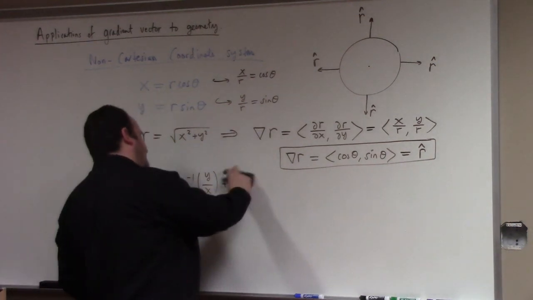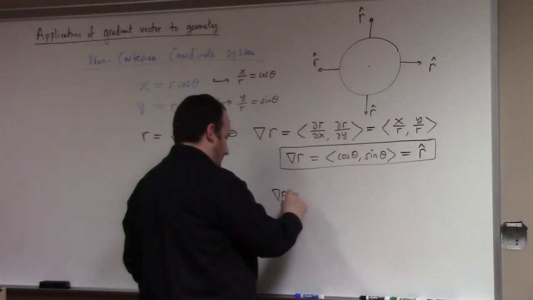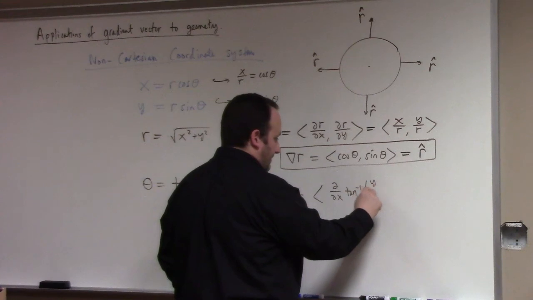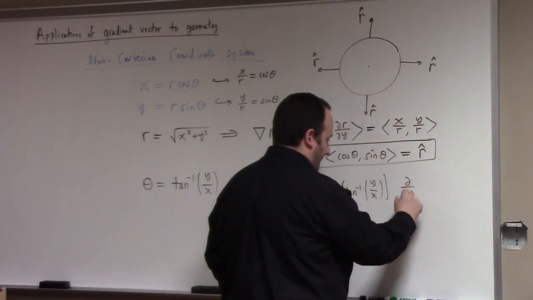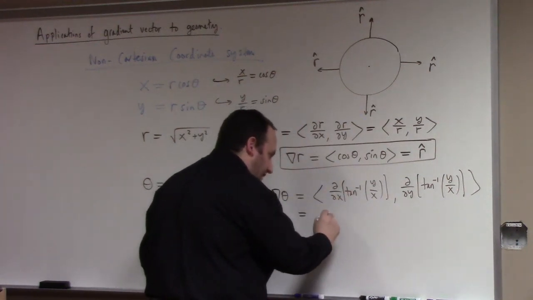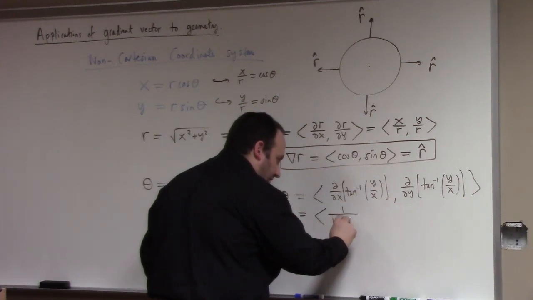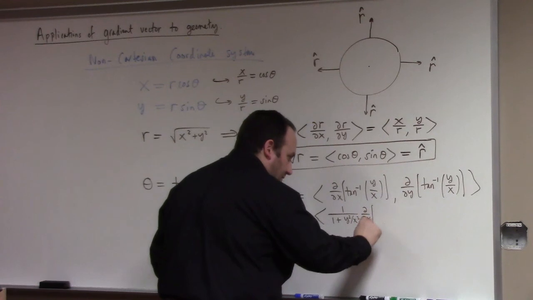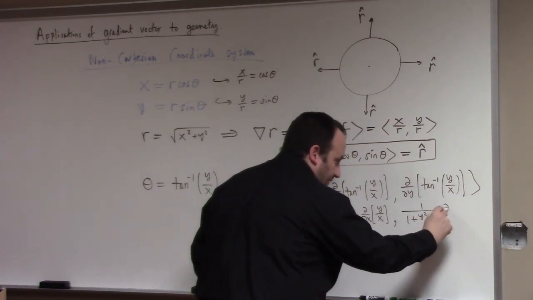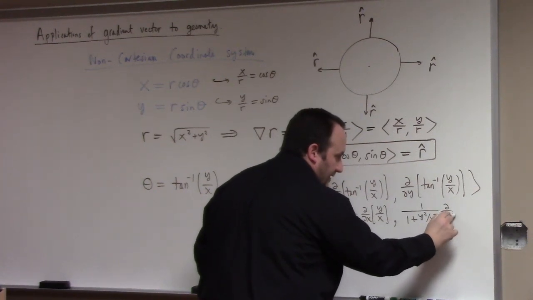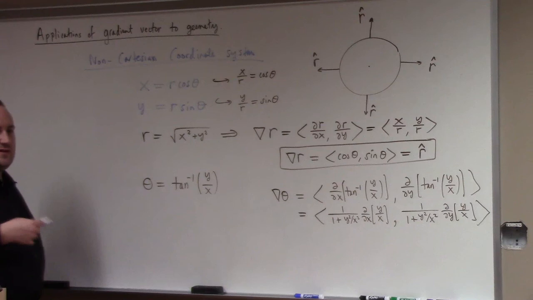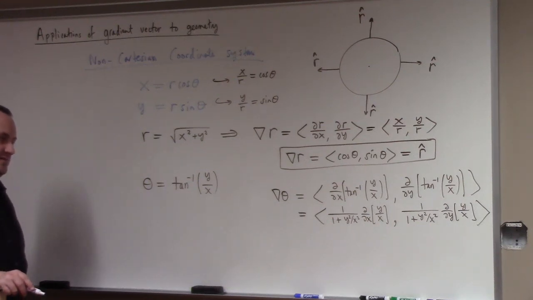So let me stop talking about that. What's the gradient of theta? So that would be partial x of inverse tangent of y over x, and partial y of inverse tangent of y over x. Let's see here. So we have to differentiate the inverse tangent. That gives us 1 over 1 plus y squared over x squared, partial x of y over x. And then we get 1 over 1 plus y squared over x squared, chain rule, partial y of y over x. Now, the inside derivative is much easier on the second component than the first, right? The second component differentiates to 1 over x, and the first component differentiates to minus y over x squared.